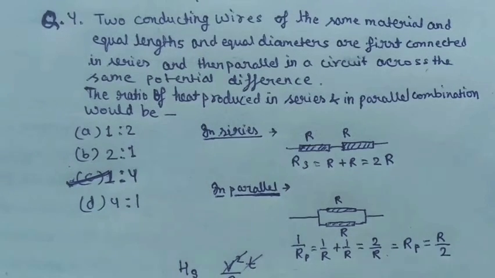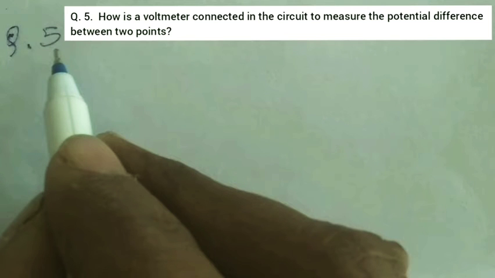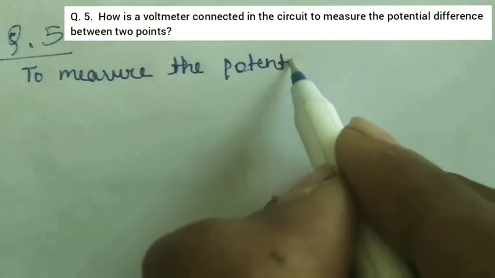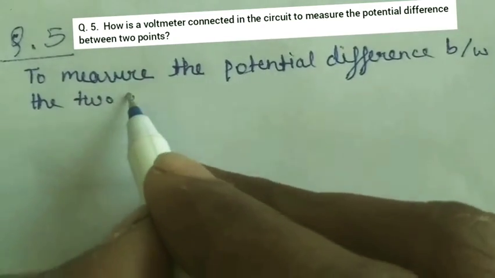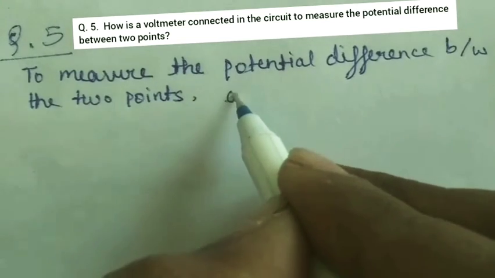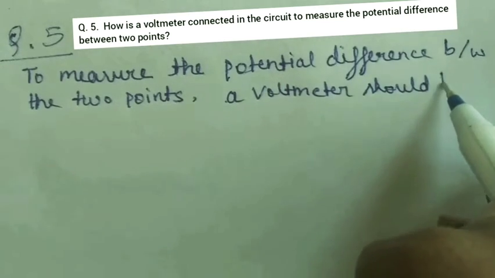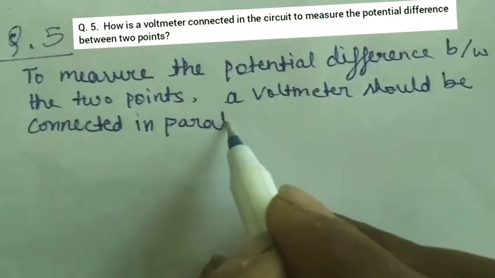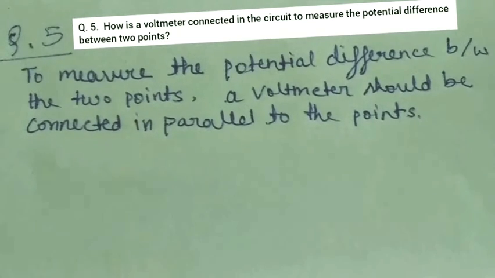Question number 5. How is a voltmeter connected in the circuit to measure the potential difference between 2 points? To measure the potential difference between the 2 points, a voltmeter should be connected in parallel to the points.